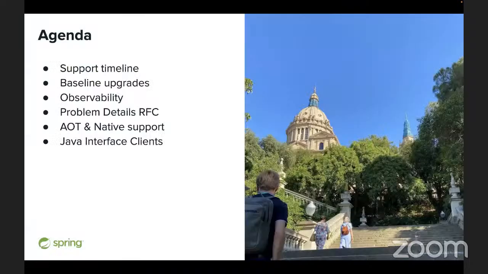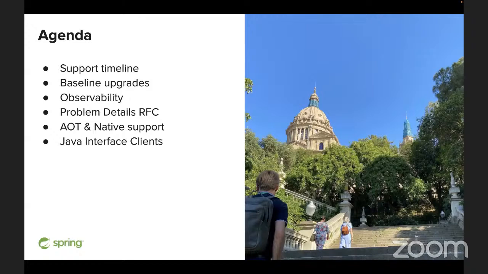We'll cover a bit of Spring Boot 3 as well. Let's have a look at what we're going to cover tonight. There are some words about the support timeline. A new generation means that you need to upgrade and you also need the time to upgrade. So we'll talk a bit about how much longer the current generation will be supported. We'll talk a bit about the baseline upgrades, as a new generation means that we can make some adjustments in terms of system requirements and stuff like that.